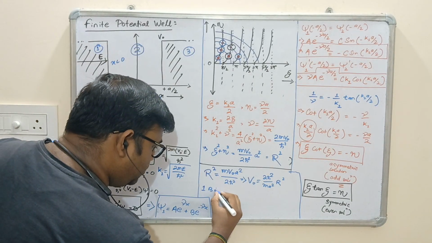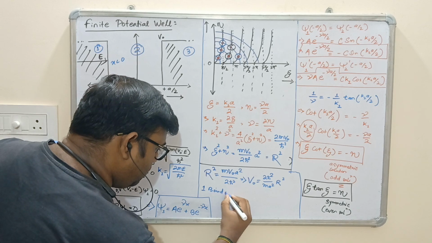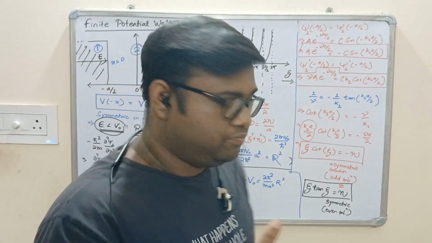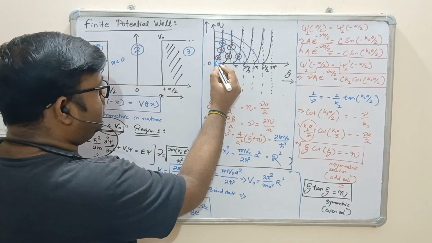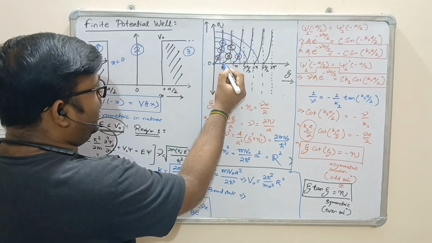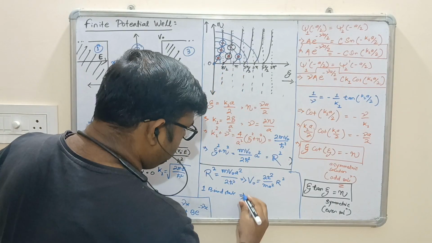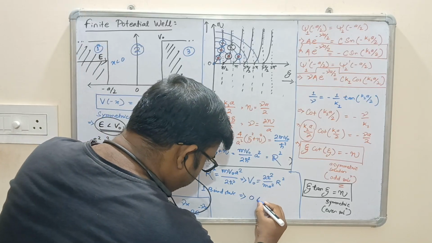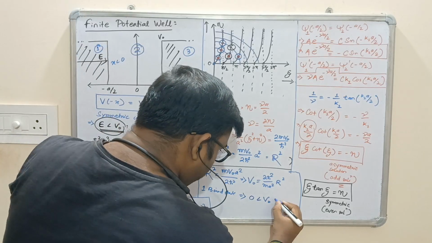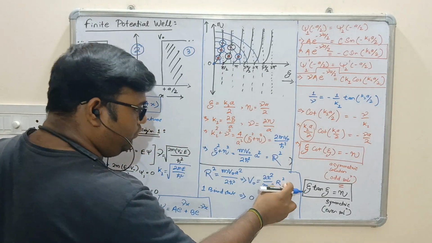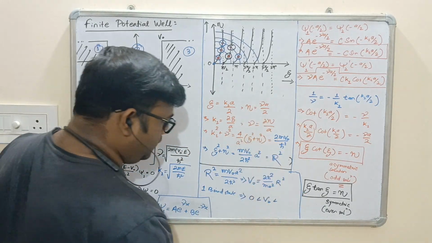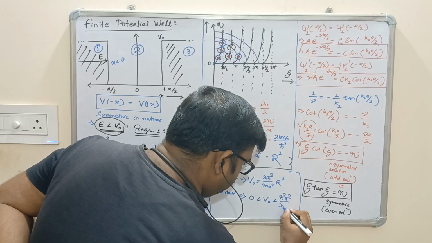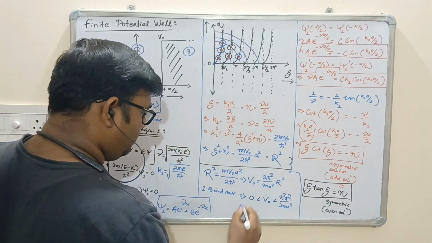For one bound state, what will be the value? For one bound state, R starts from 0 and ends at pi by 2. So the potential has to be 0 less than V naught less than what? Instead of R, you have to use pi square by 4. That will give us h bar square pi square by 2 m a square.